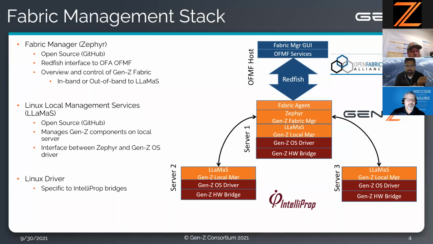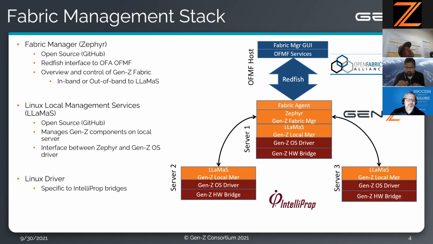The fabric agent, which is shown at the top of the Gen-Z stack in orange, is the translation entity, which consumes Redfish at its northbound interface and translates that into Gen-Z fabric requests. The conceptual idea here is that with this fabric agent abstraction, it allows the OFA OFMF services to be as generic as possible, which then allows it to be reused across multiple fabric types.